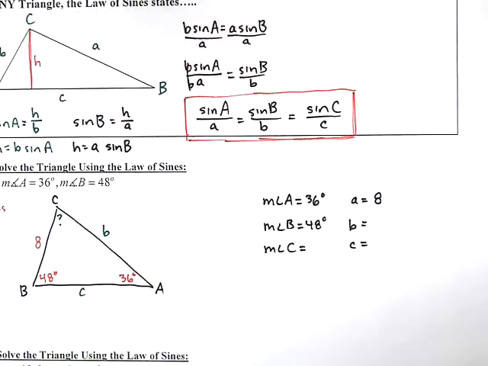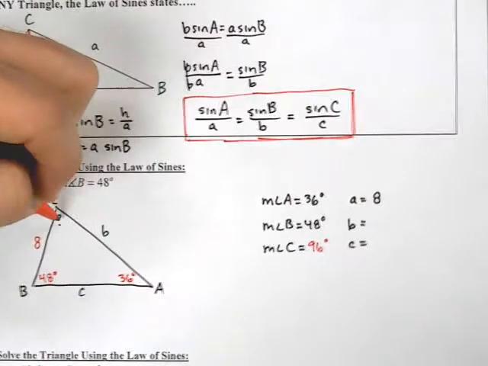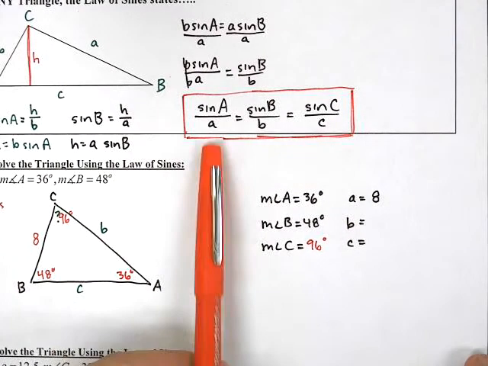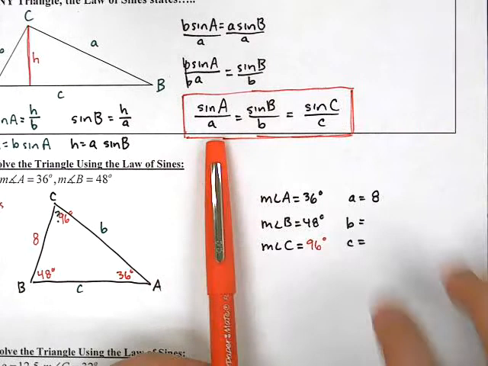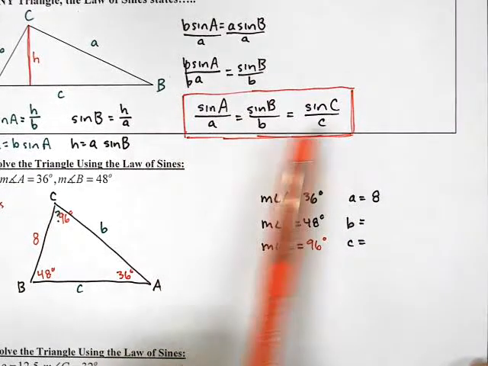I already have my 96 degrees right there. So that's good. Now we have to do a little bit of work. We kind of have to decide, and this is really important. Hopefully you recognize that these are proportions, right? These are proportional to each other.